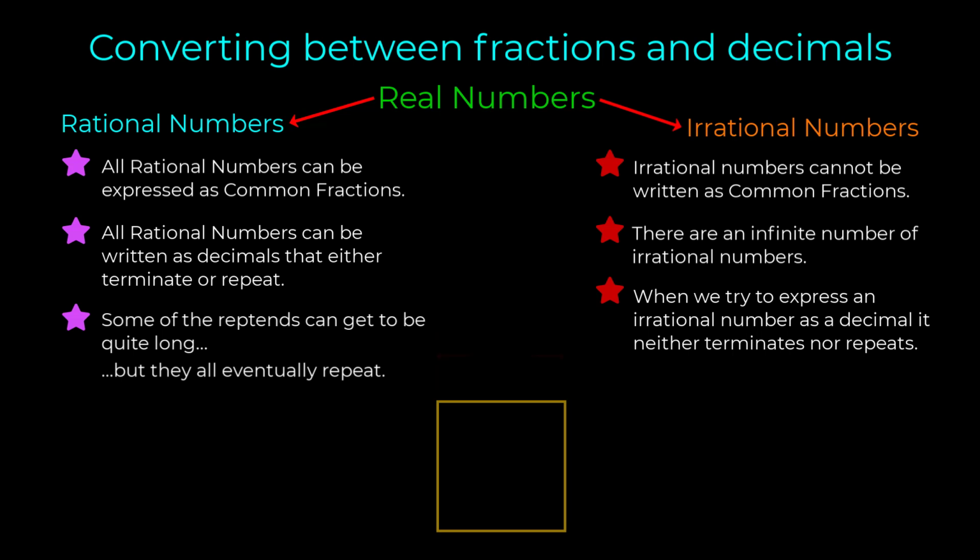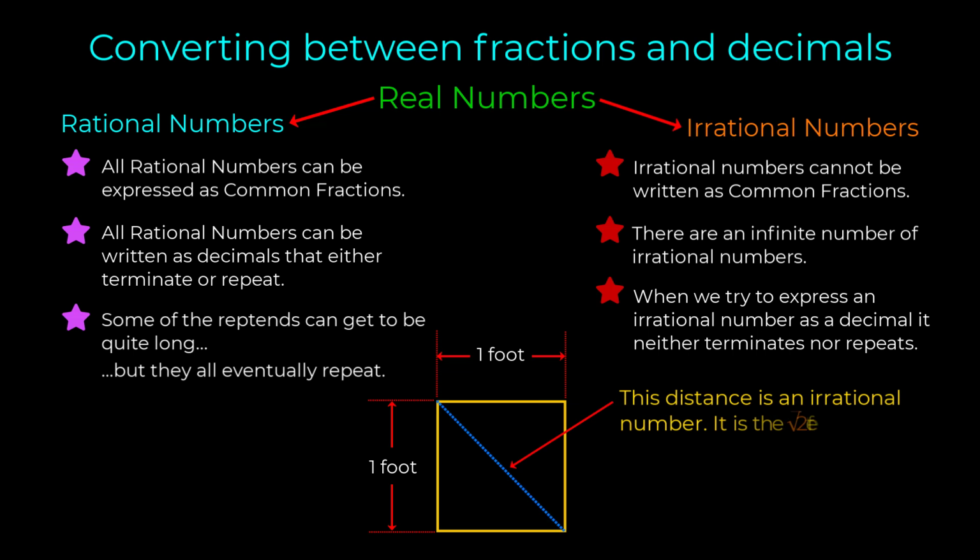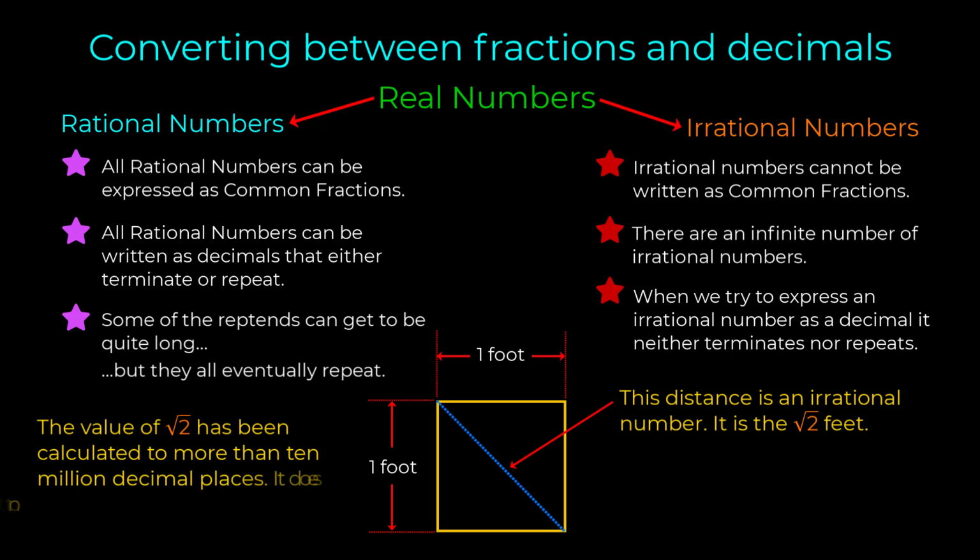If you have a square with a length of 1 foot on each side, and an ant crawled from one corner straight to the diagonally opposite corner, then the distance that ant travels is an irrational number. It is the square root of 2. The value of the square root of 2 has been calculated to more than 10 million decimal places, and of course also does not terminate or repeat.